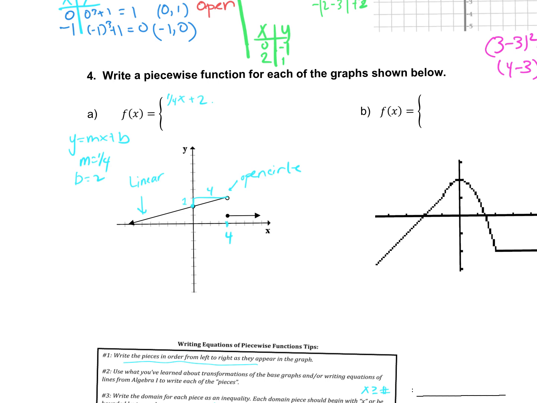And then what is the restriction? Well, if this is an open circle, we know it's got to have just a less than or greater than, but we want all the values that are less than 4, and this is going on forever to infinity. So then we're just going to have that x symbol, not two numbers, and then it's going to be what? Less than 4.